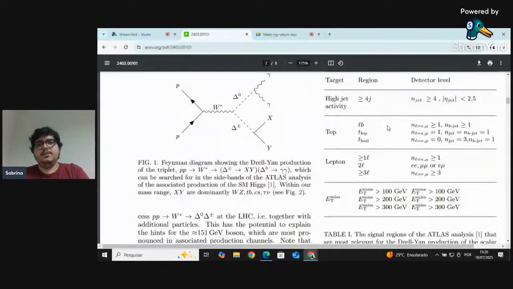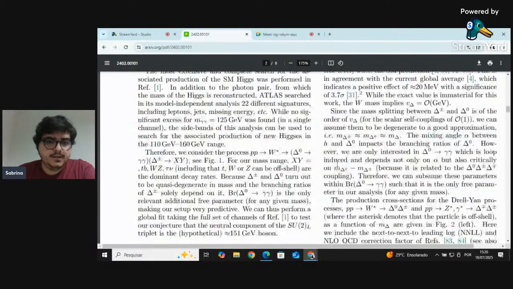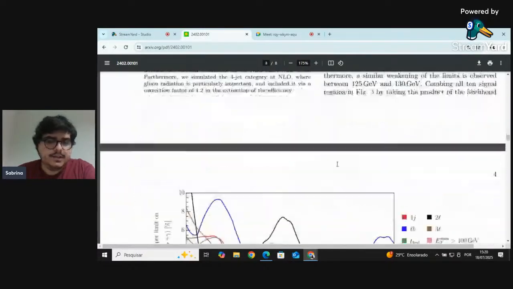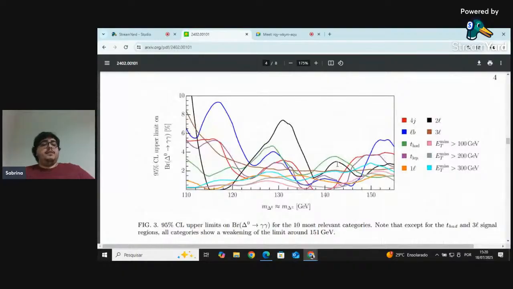So they use these signal regions here. They use high jet activities, tops, leptons, missing energy, as I said, they use those analyses of ATLAS to generate explicitly this plot here, okay, which is the 95% confidence level upper limit on the branching ratio of the neutral scalar going to gamma gamma. Okay, so they have here the 10 signal regions that they observed that were more relevant for this approach.